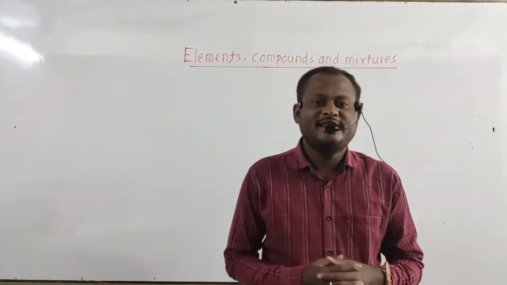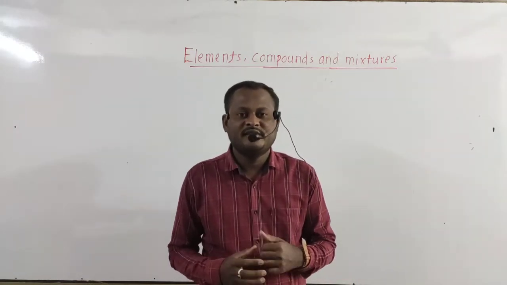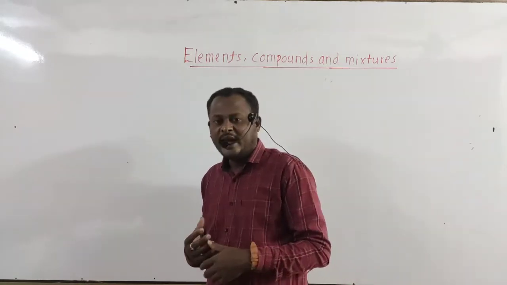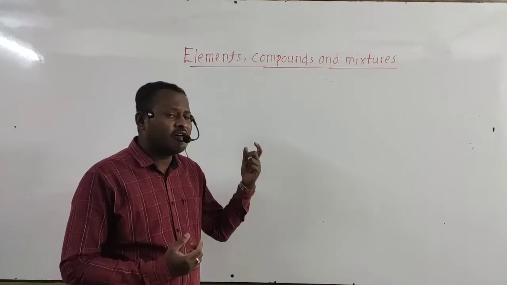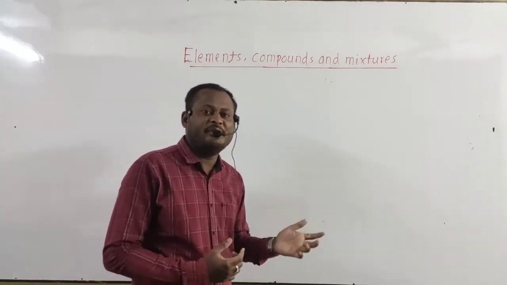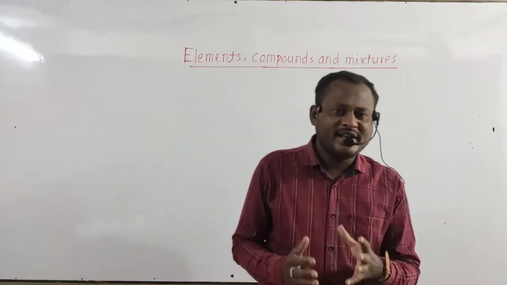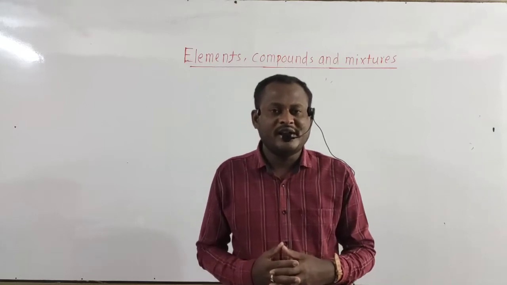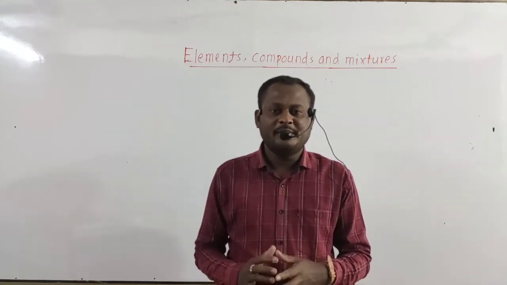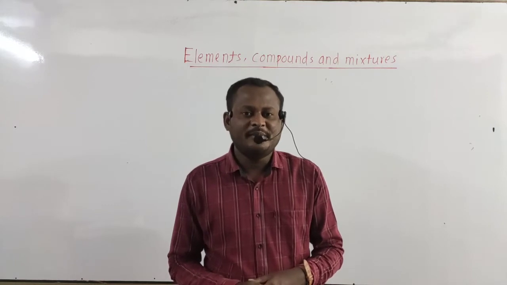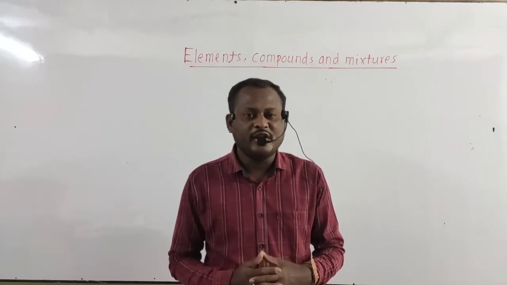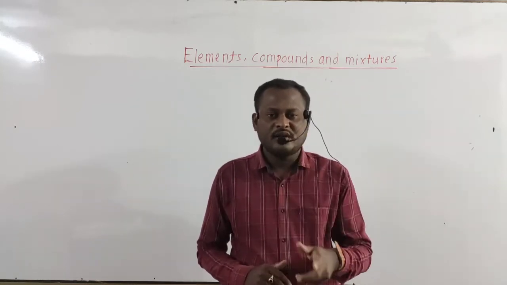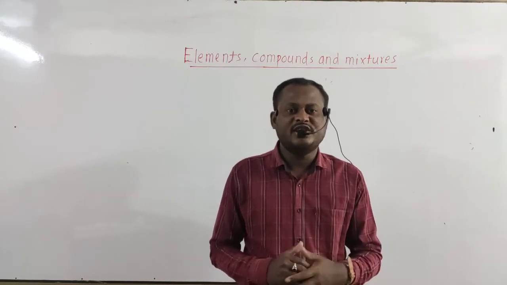Hi friends, in this lecture we will discuss some things about compounds and then we will discuss mixtures. As you know, the name of our topic is elements, compounds and mixtures. We know what elements are, the basic substances we discussed. There are 118 elements now available, and out of these, 92 elements are naturally occurring. Then we studied about compounds in the previous lecture.